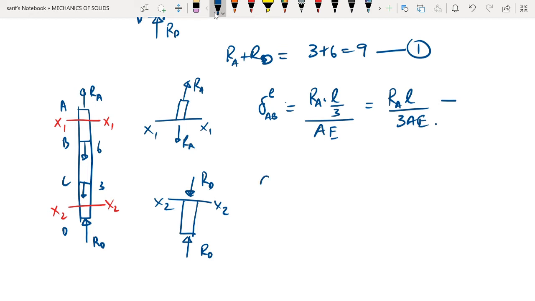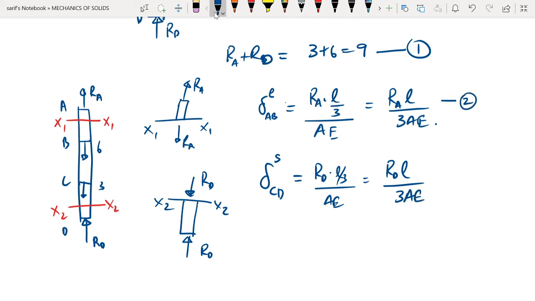So if you try to write the equation for the shortening of CD, I'll put an S here to represent shortening. So it is going to be RD into L by 3 by AE. So RD into L by 3AE. So this is going to be the next equation.